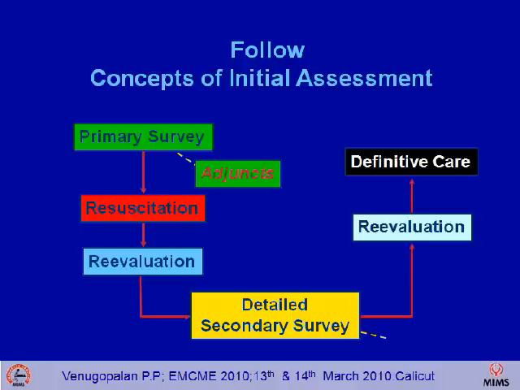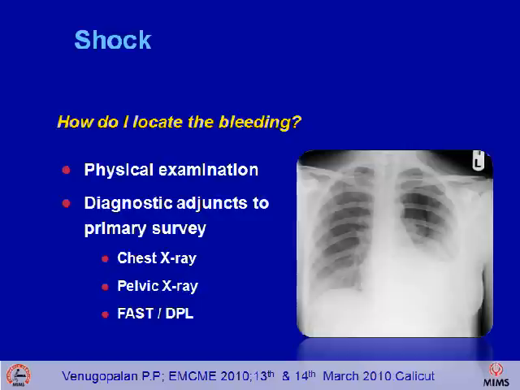Management comprises the coupling of assessment, management, and evaluation, re-evaluation. In every phase you should assess, resuscitate, and re-evaluate. Once the patient stabilizes at the A, B, C, D, E level in the primary survey, you can go for a detailed secondary survey along with its adjuncts. Again, you re-evaluate the results, and if the patient is stable, they can be shifted for definitive care or destination care.